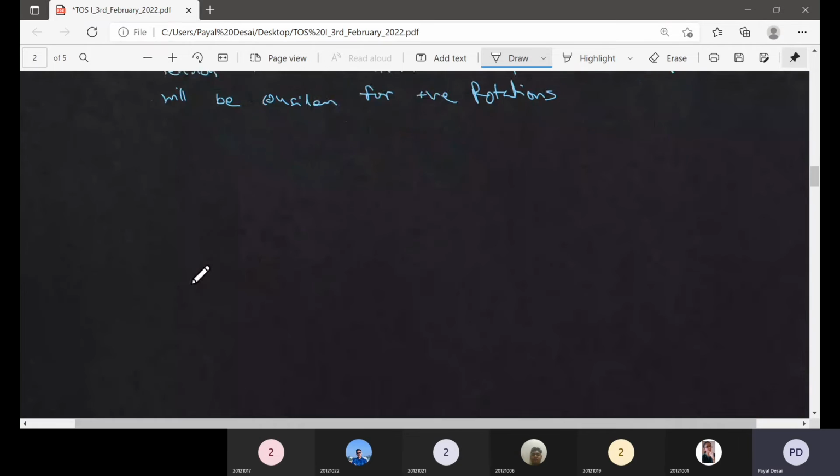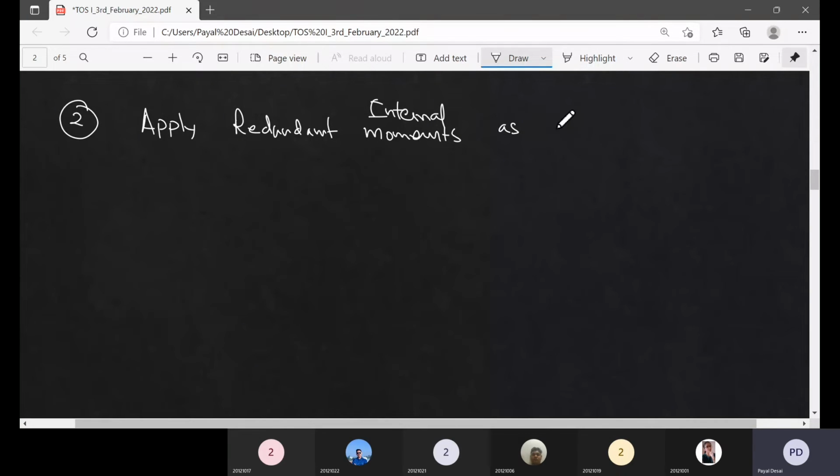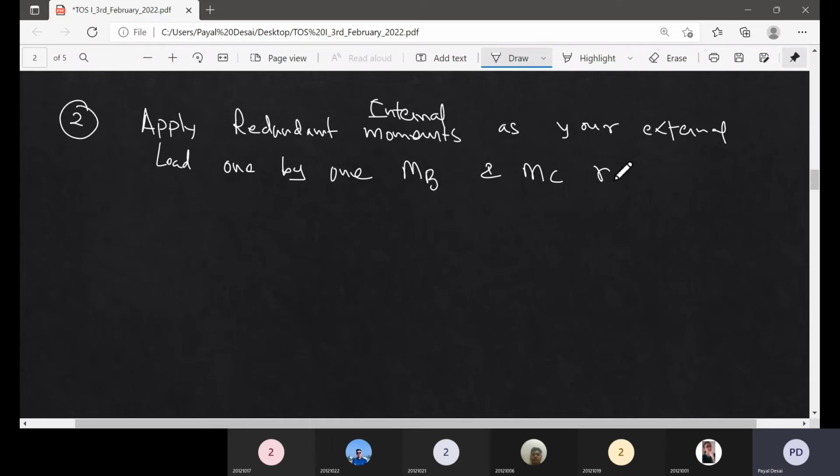Okay, now what is the second step? I have to apply the redundant as an external moment. So apply the redundant moments, internal moments. Here I have to use the word internal moments as your external load, one by one. One by one means one at a time, right? One by one, because it's a two static degree. So we have to apply the redundant internal moment as an external load one by one, MB and MC respectively.